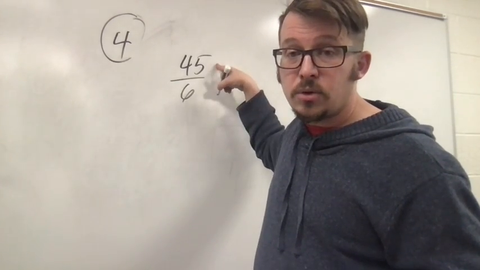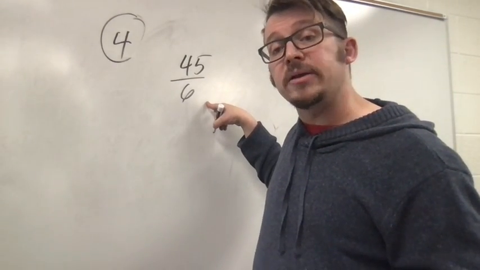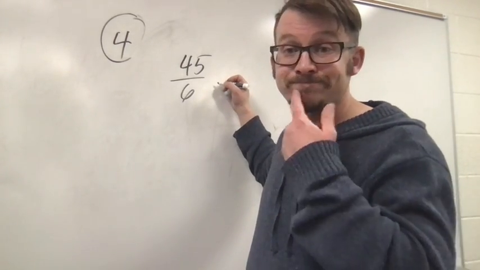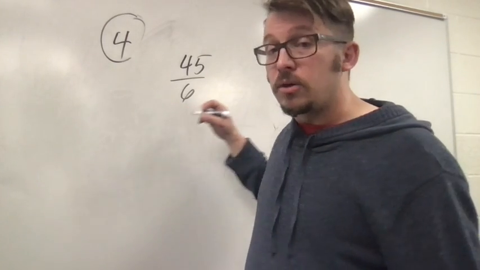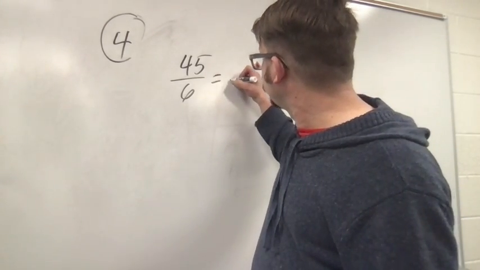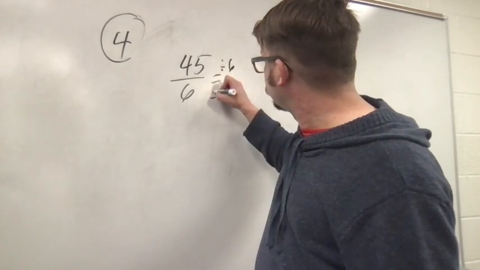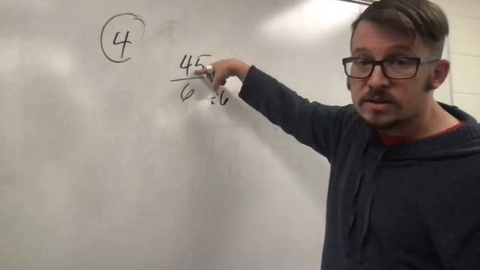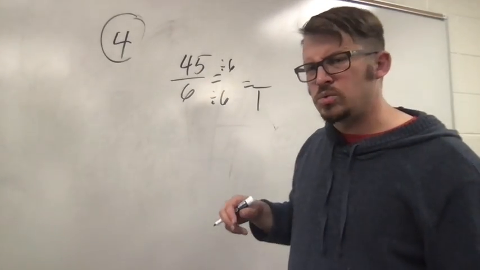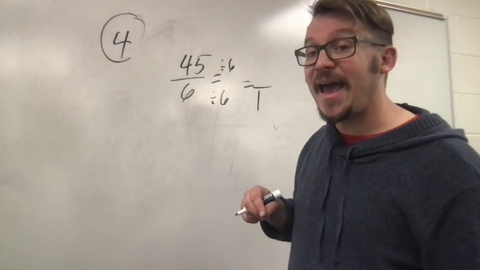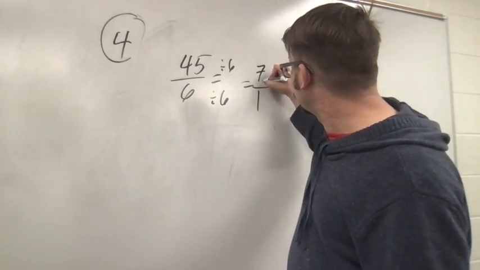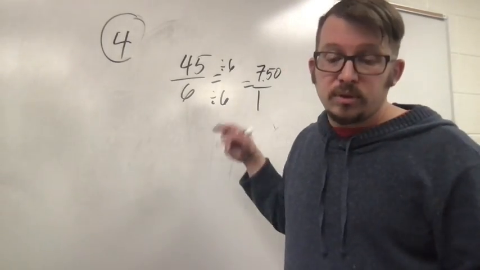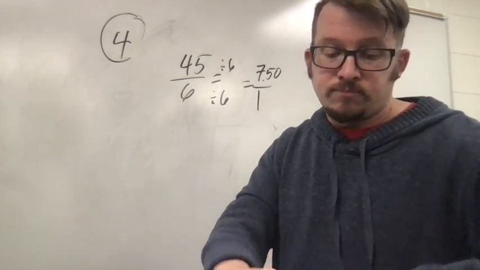If you check this ratio of 45 to 6 and convert that back down to its unit rate, dividing both numbers by 6, then you'll find that 6 goes into 45 how many times? Ooh, 7.5 times. Of course. So that's the answer. 45 over 6, answer choice C.